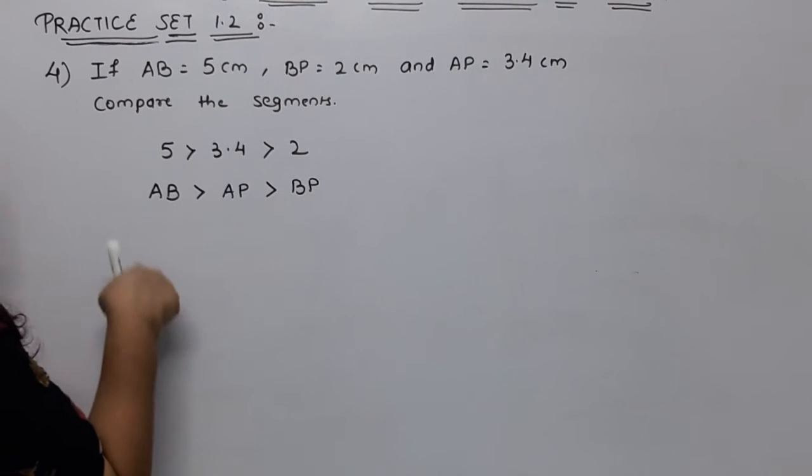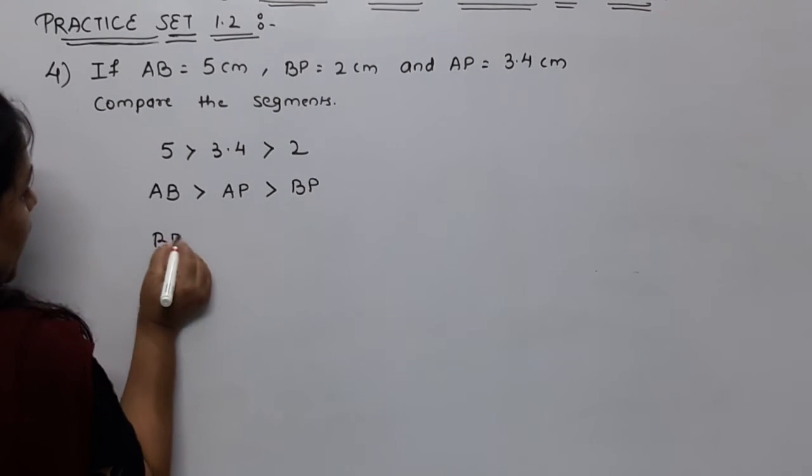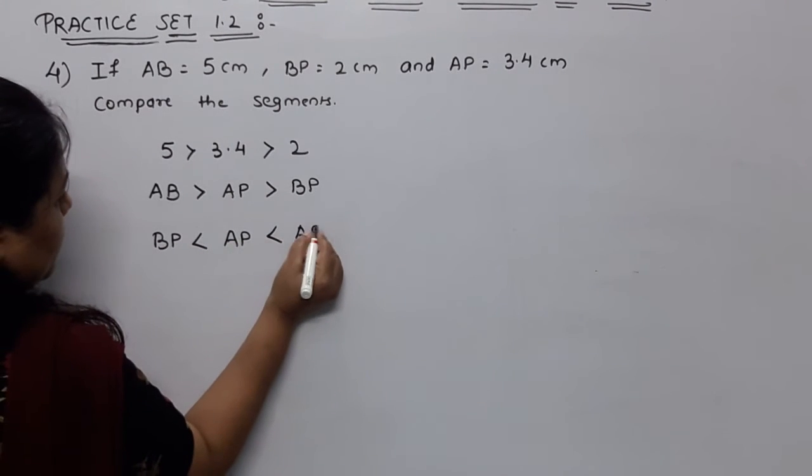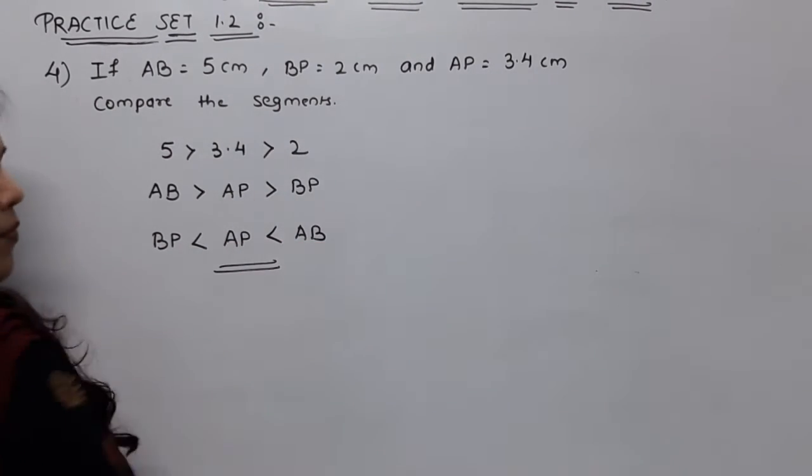We can either write in another way, BP is less than AP and AP is less than AB. Right?